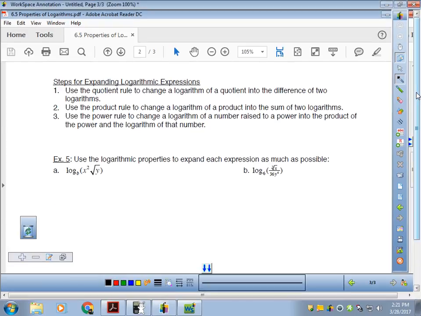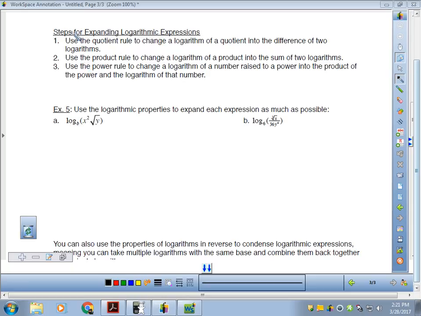So here I gave you some steps for expanding logarithmic expressions. Step 1, use the quotient rule to change division into a difference, into a subtraction. Step 2, use the product rule to change a product into an addition, into a sum. And then lastly, use the power rule to take your powers and bring them to the front. Okay. So let's look at that here in example 5.